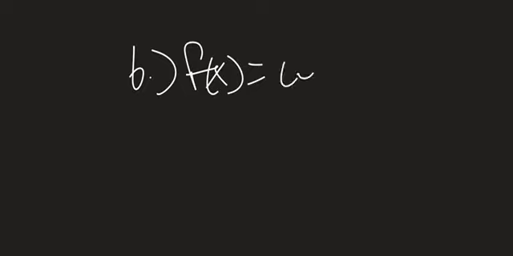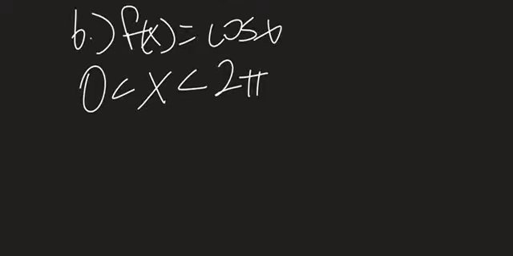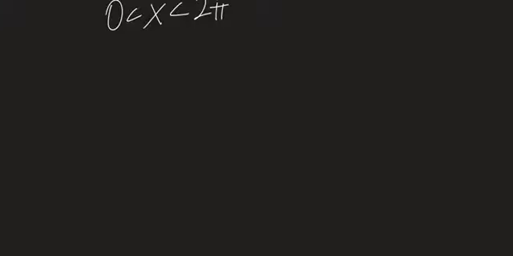Our second problem is going to have the same f of x as the previous problem. f of x is equal to cosine of x. This time it is going to have the interval from 0 is less than x, and x is less than 2 pi. So for this problem, you would use the same formula and just plug in all the values.